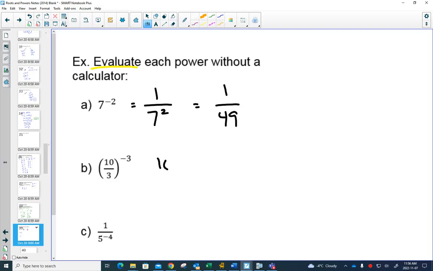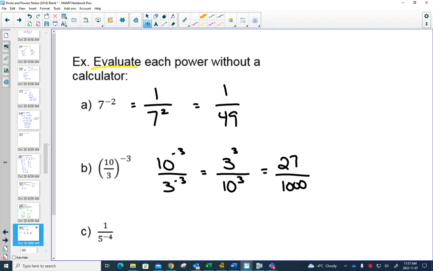Can you see that this one is the same as 10 to the negative 3 and 3 to the negative 3? Which would be the same as 3 to the positive 3 on top and 10 to the positive 3 on the bottom. And 3 times 3 times 3, 27. And 10 times 10 times 10, 1,000. And you've evaluated.